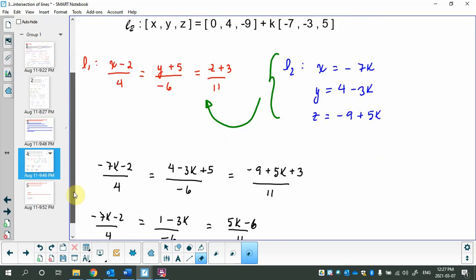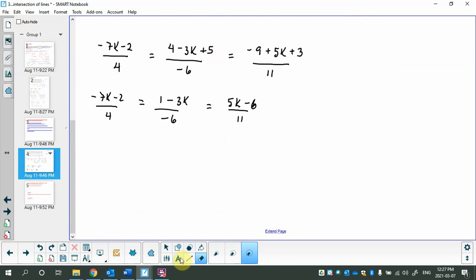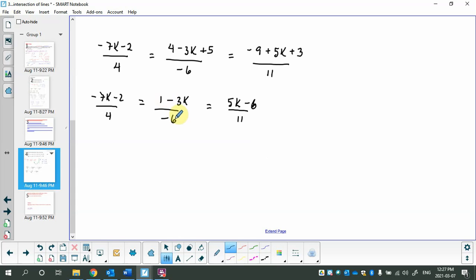So now we carry on. I'm not going to show as much work this time. I'm not going to show my actual cross multiplying. I'm just going to do the math, meaning -6 times -7k is 42k. -6 times -2 is +12, equals 4 times 1, 4 times -3k.